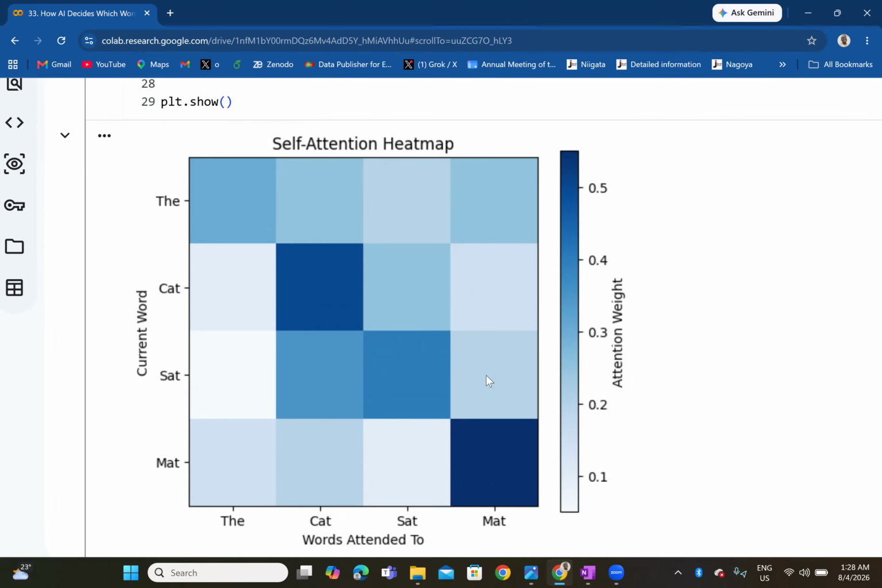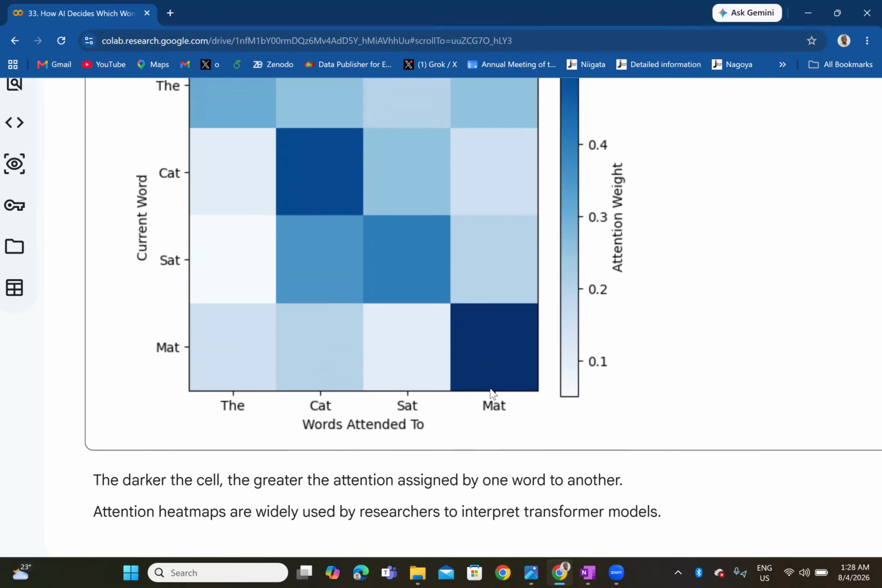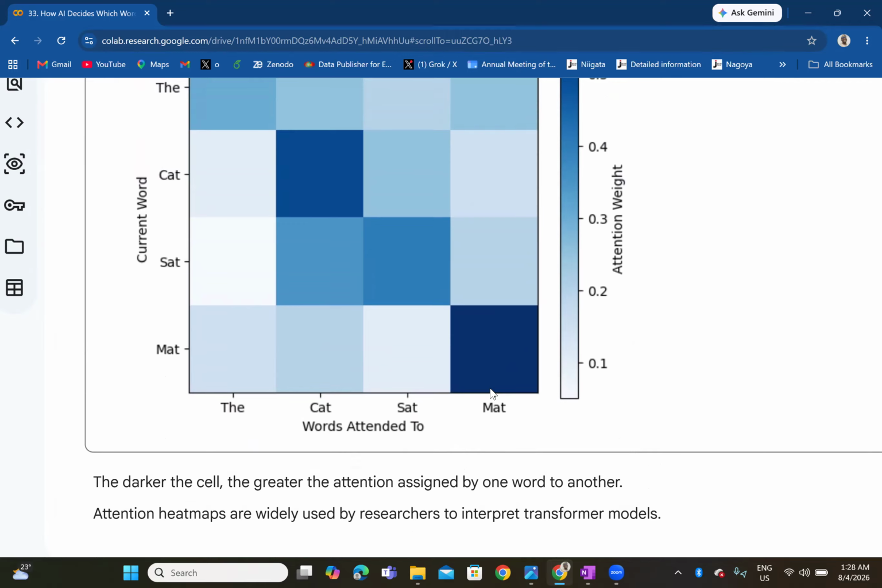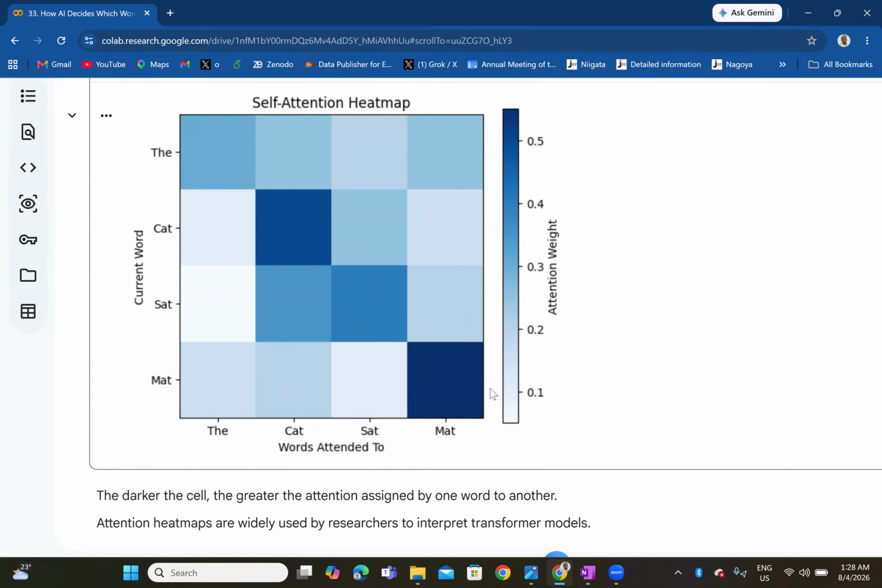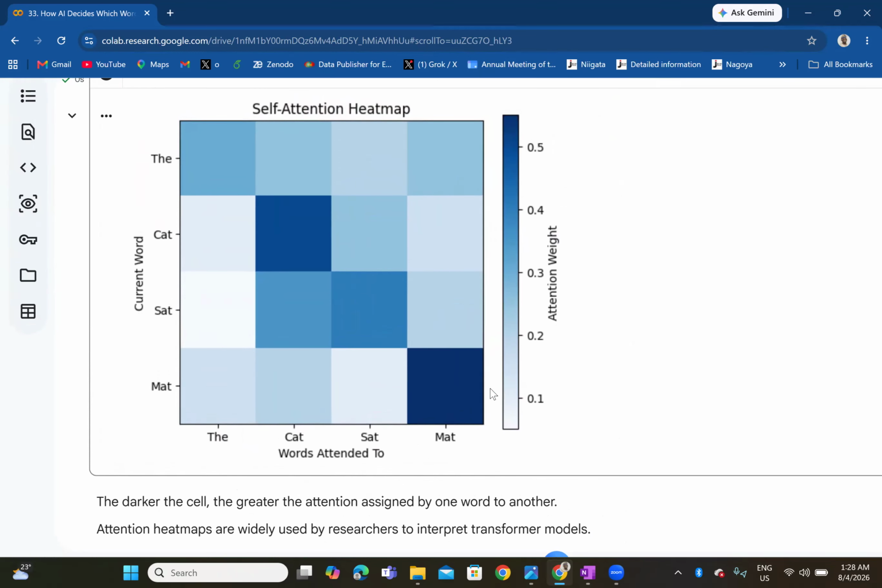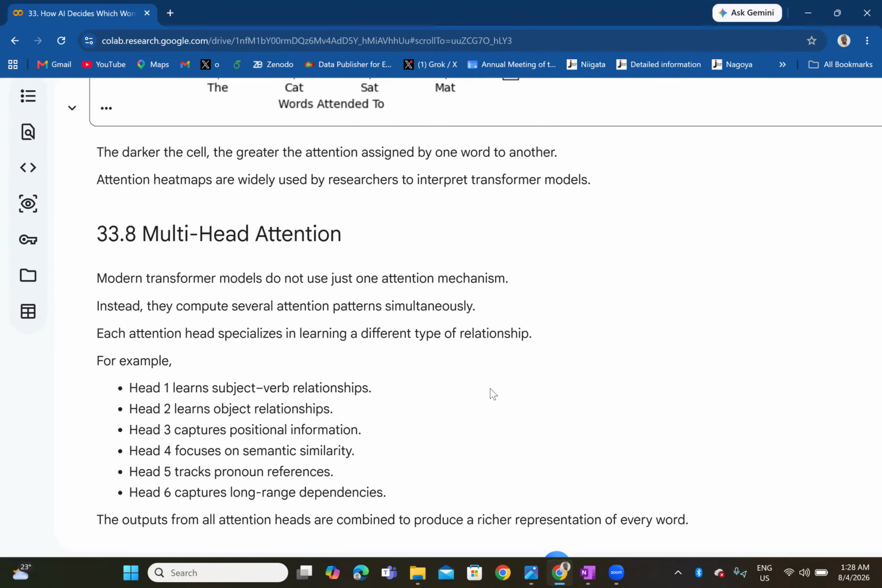Then mat is best related to both sat and mat. In fact, more to that than sat, like that. So we see that the darker the cell, the greater the attention assigned by one word to another. Attention heat maps are widely used by researchers to interpret transformer models, so we see how words are connected in a particular sentence or text.